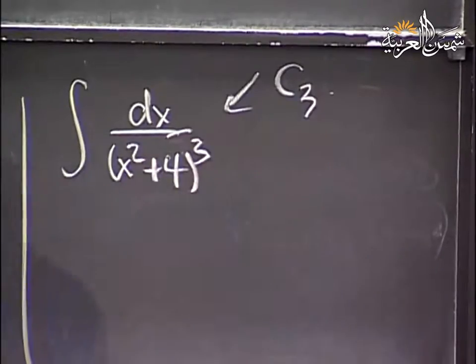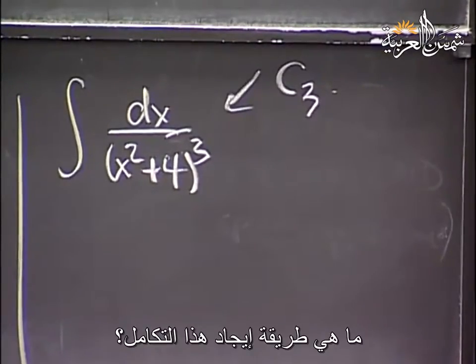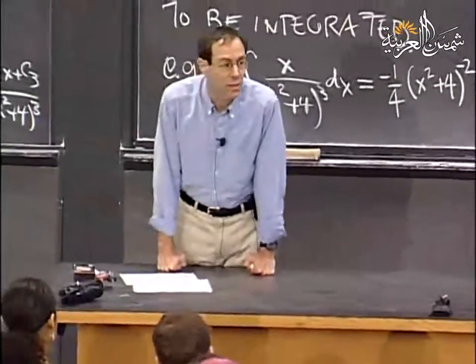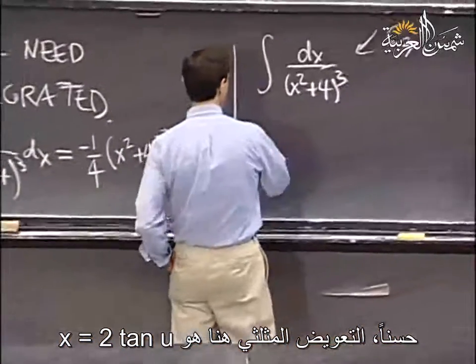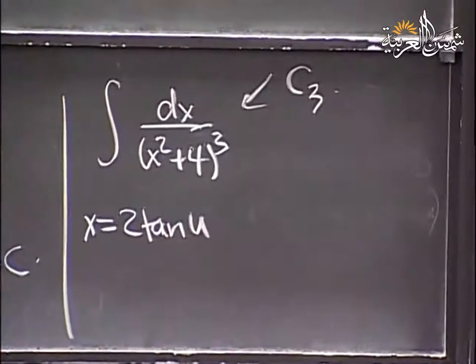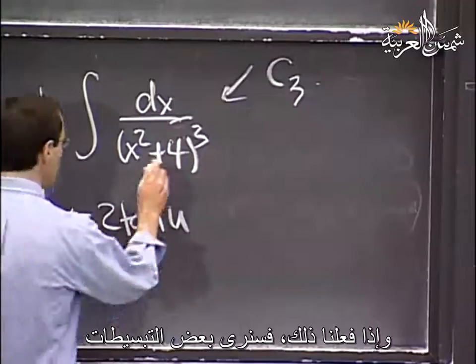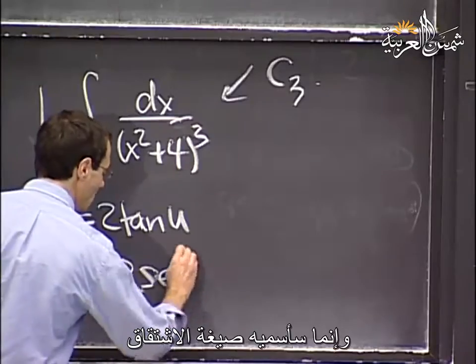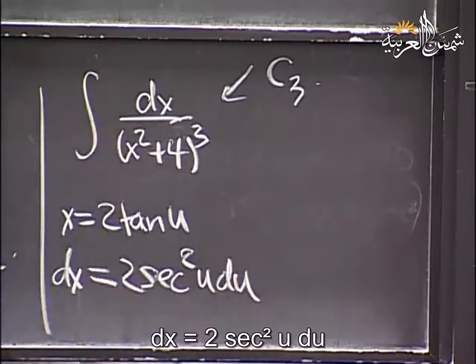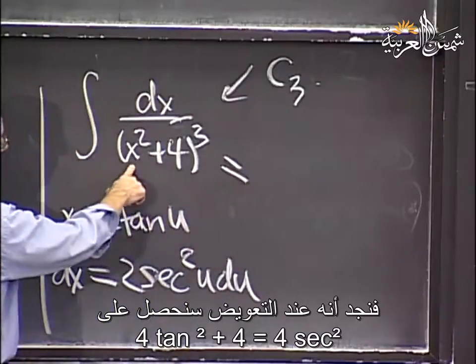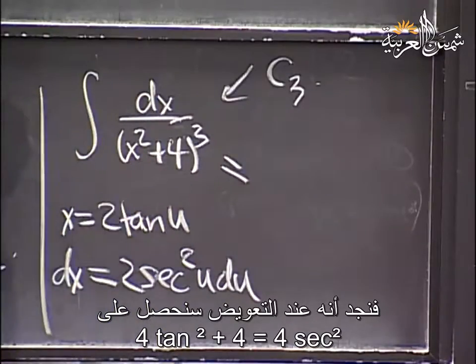So how do we do this? How's this one integrated? Trig substitution. So the trig substitution here is x is equal to 2 tan u, or 2 tan theta. All right? And when you do that, there are a couple of simplifications. Well, I wouldn't call this a simplification. This is just the differentiation formula. dx is 2 secant squared u du. And then you have to plug in, and you're using the fact that when you plug in, 4 tan squared plus 4, you'll get a secant squared.